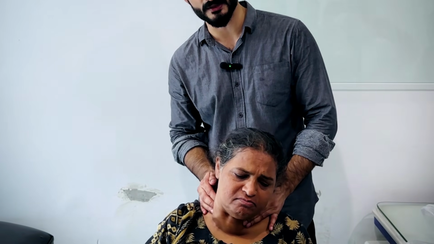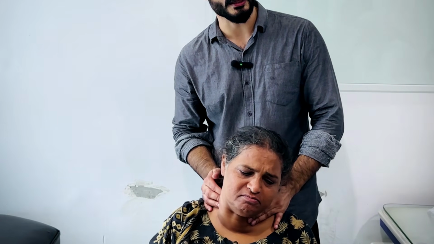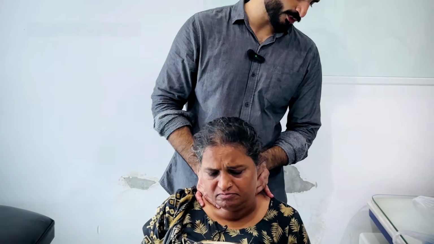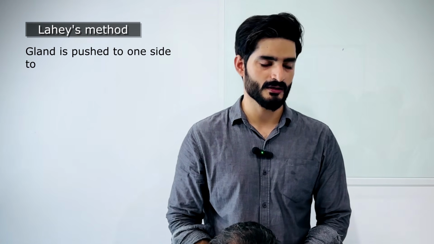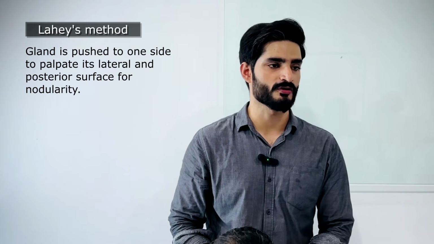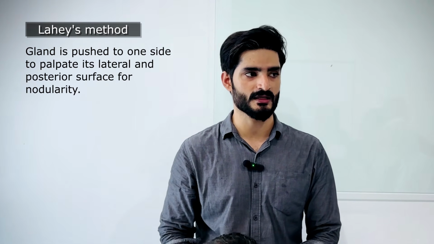Then how to palpate the posterior surface of the gland? Press the opposite lobe with one hand in such a way that the opposite lobe is displaced off midline. Then its posterior surface can be palpated from this side, its nodularity and extent. Similarly, press like this and palpate the posterior surface from this side. It's called Lahey's method, to palpate the posterior surface of the gland for its nodularity, surface, extent.